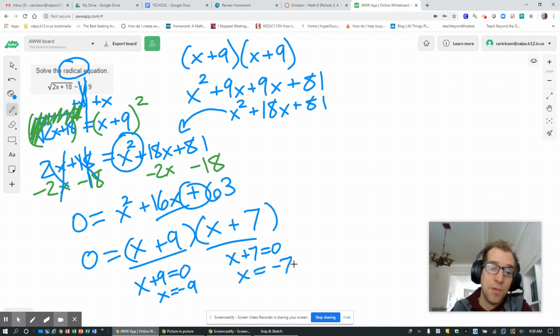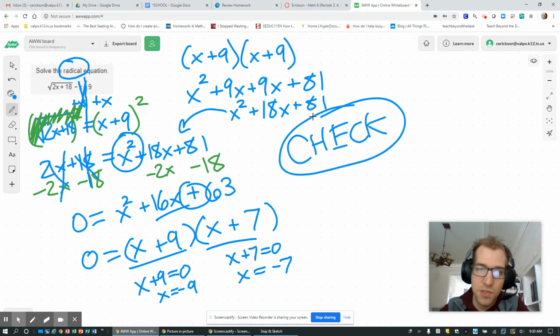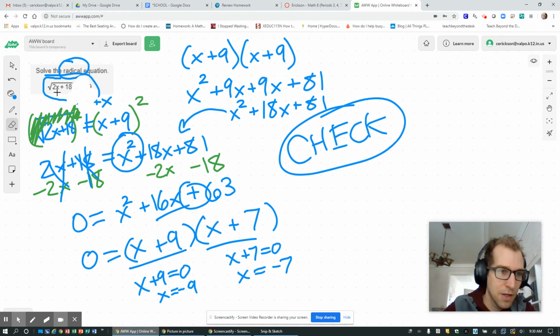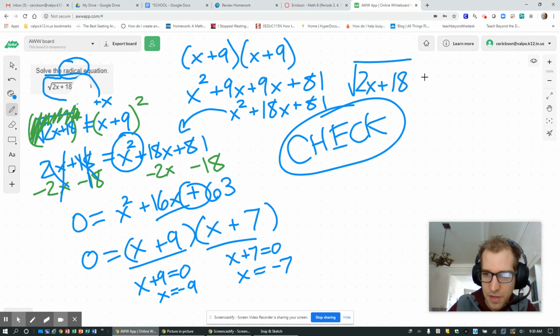Now we just need to double check our answers. Remember, the big thing about radical equations at the end is to make sure that we check those answers. So we would go back up to the original equation and plug in what we got and see what it does for us. Let me try and rewrite that over here. So we'll do that, square root of 2x plus 18, minus x equals 9.